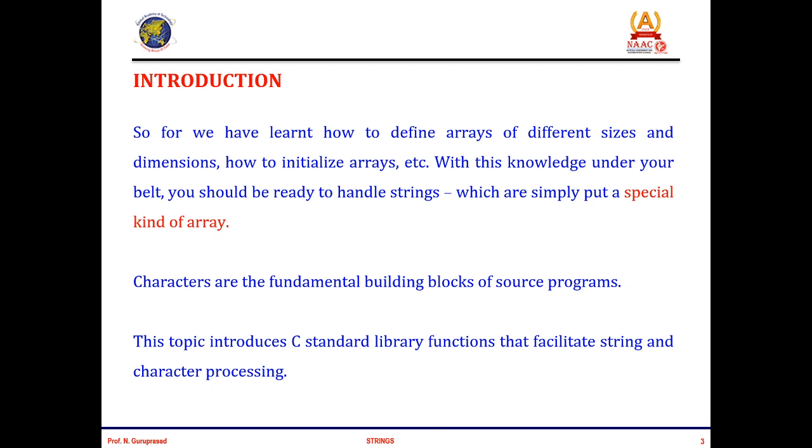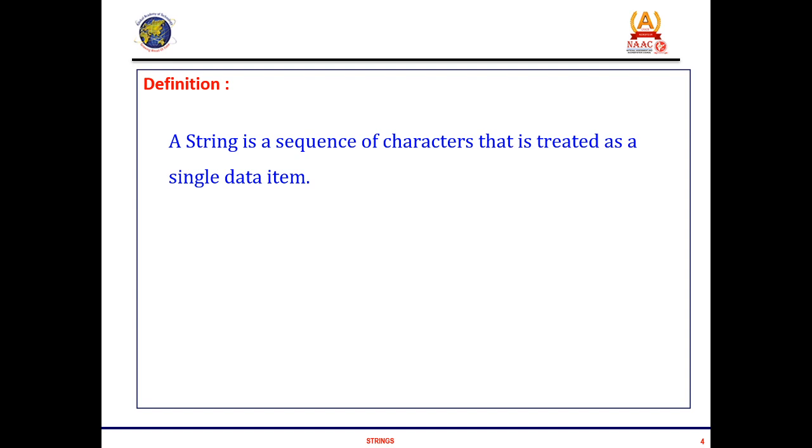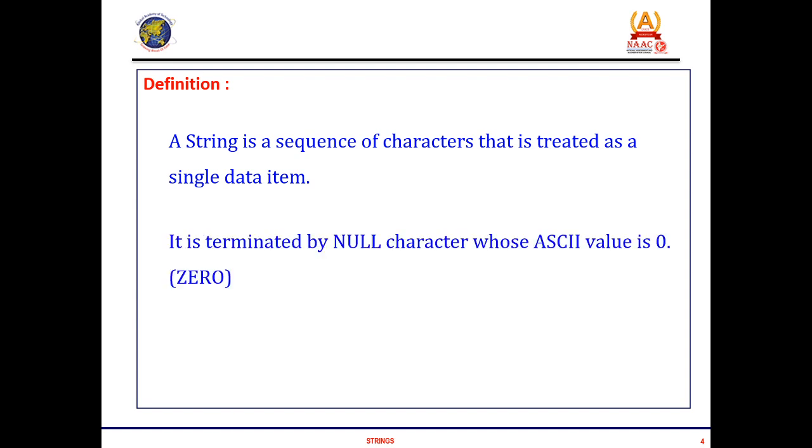With this brief introduction, let us proceed to understand what strings are all about and how they play a major role in this programming language, that is C. First, we turn our attention to the definition of a string. In simple terms, a string is a sequence of characters that is treated as a single data item. One of the important features of a string in C is that it is terminated by a null character whose ASCII value is 0.